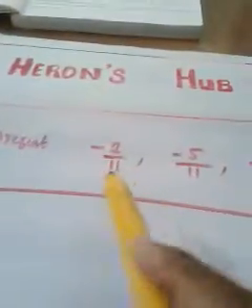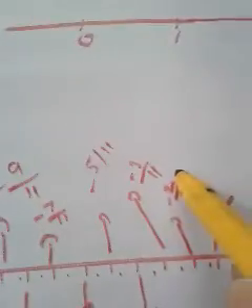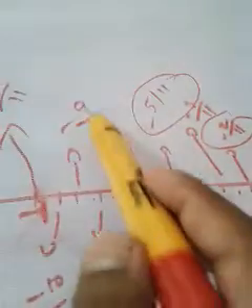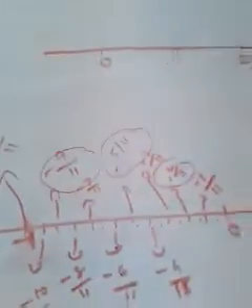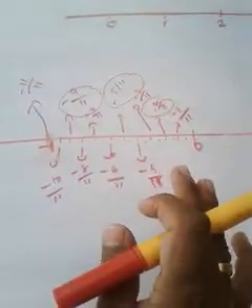And what all the numbers do we need? Minus 2 by 11, minus 5 by 11, minus 9 by 11. So this is your minus 2 by 11. This is your minus 5 by 11. And this is your minus 9 by 11. So we located them. Are you following me? And when you write, you just write properly. Okay.